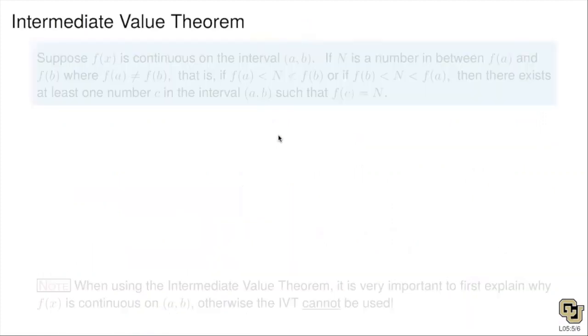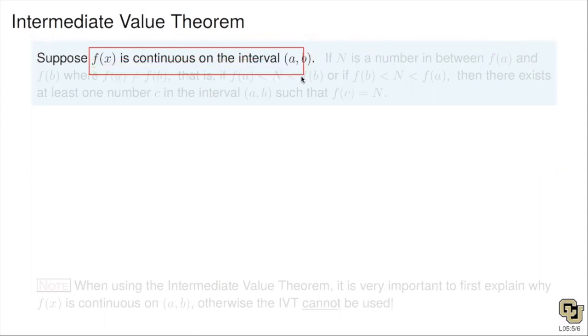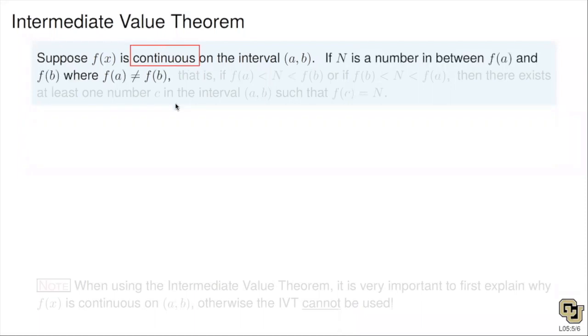So another very important result regarding continuity is known as the intermediate value theorem. So here is the hypothesis of the theorem. Suppose f of x is continuous on some interval a, b. That's the first hypothesis, that we have continuity, very important. And now suppose capital N is some number in between f of a and f of b. What do I mean by in between?